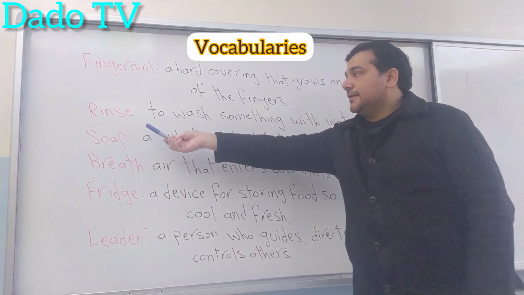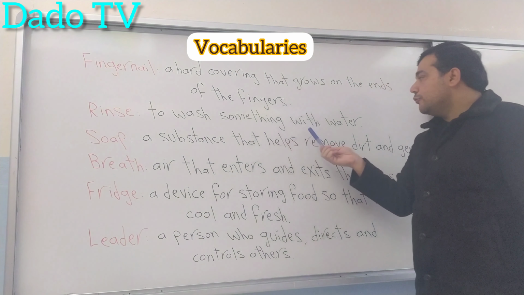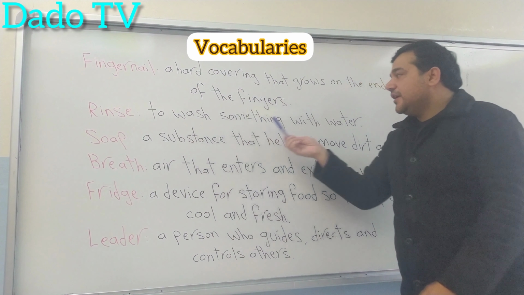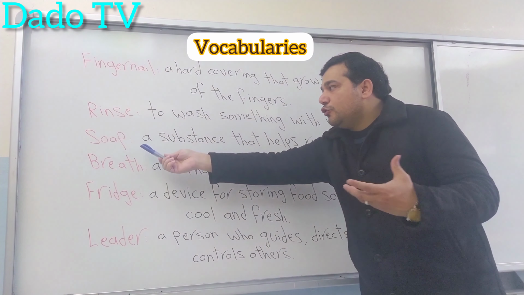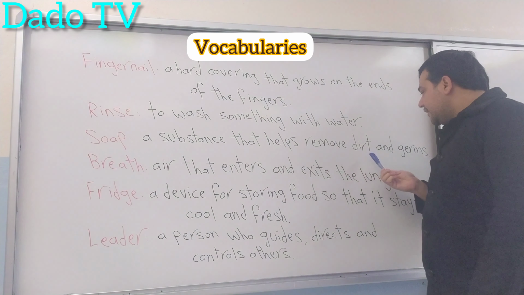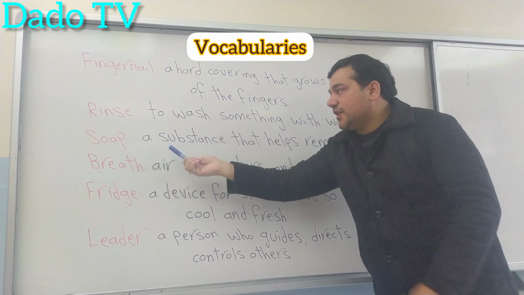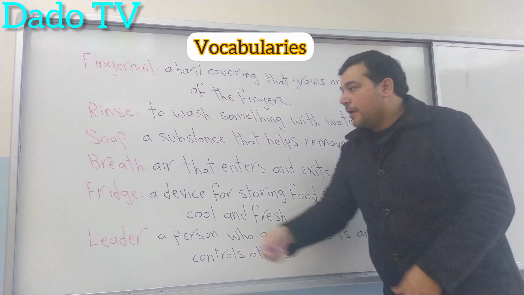Also we have rinse. What do we mean by rinse? We mean to wash something with water. We mean by rinse when we wash something with water. Soap. What do we mean by soap? It is a substance that helps remove dirt and germs. What do we mean by soap? We mean a substance that helps remove dirt and germs.